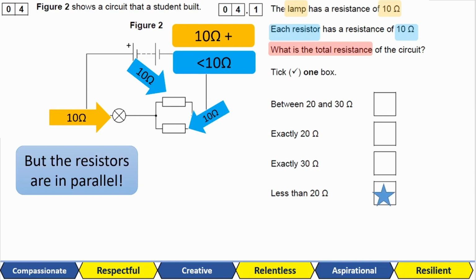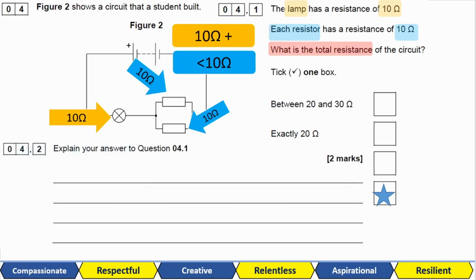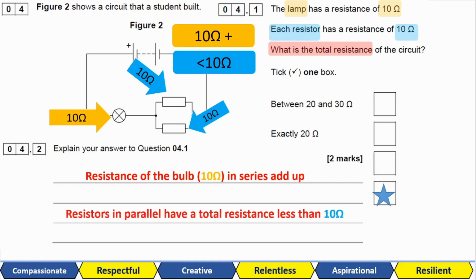Since we're here, I might as well just go ham with the past paper questions. And so this is how we're going to write it for the next question when we're explaining our reasons. The first reason is that the resistance of the bulb is 10 ohms, and in series the resistors add up. But the resistance in parallel have a total resistance of less than 10, so 10 plus less than 10 must mean that we have less than 20.